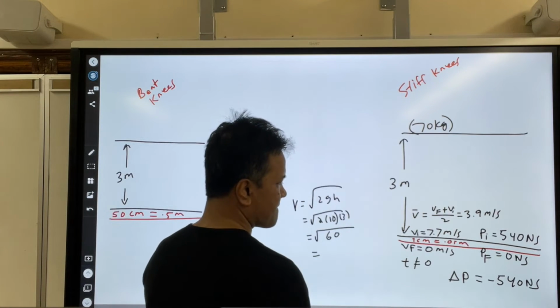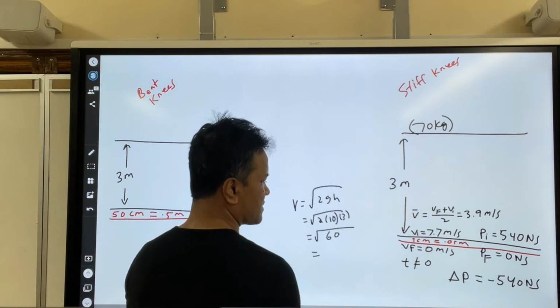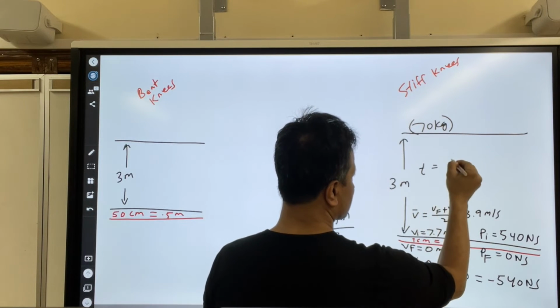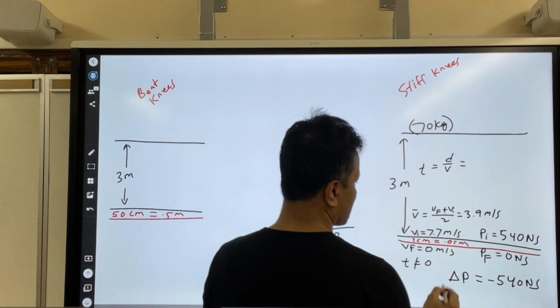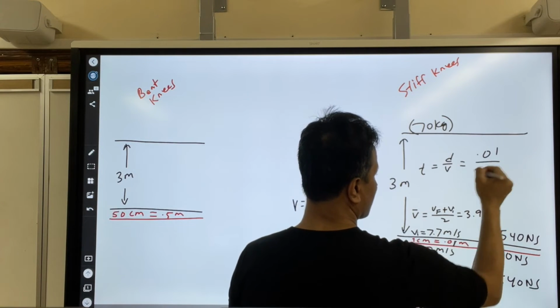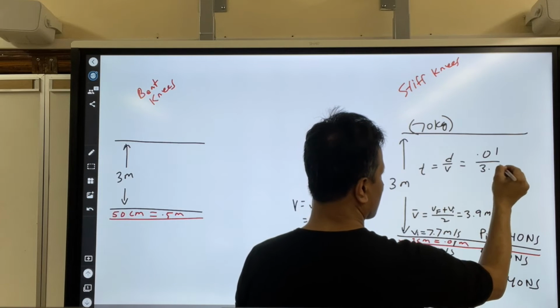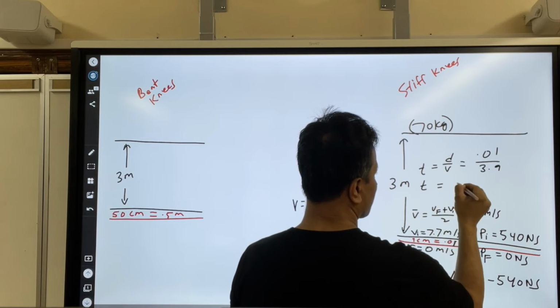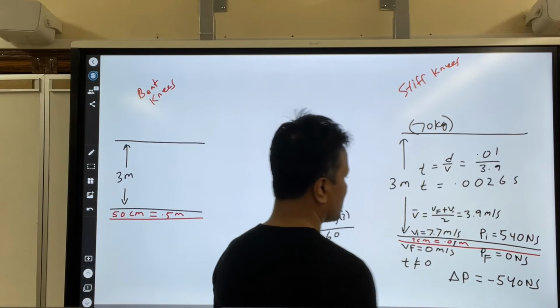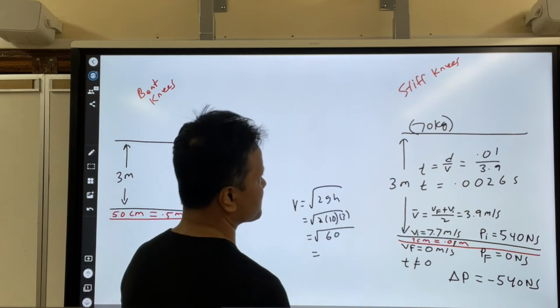Okay. Now I think we can find the time. Time is not 0, very small. Time is distance over velocity. Distance is 0.01, and velocity is 3.9. So the time it takes is 0.0026 seconds. Now we are ready to find the force.